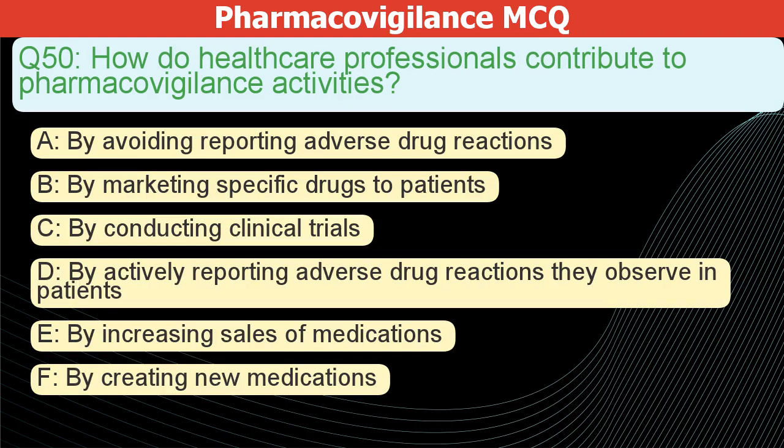How do healthcare professionals contribute to pharmacovigilance activities? A. By avoiding reporting adverse drug reactions. B. By marketing specific drugs to patients. C. By conducting clinical trials. D. By actively reporting adverse drug reactions they observe in patients.